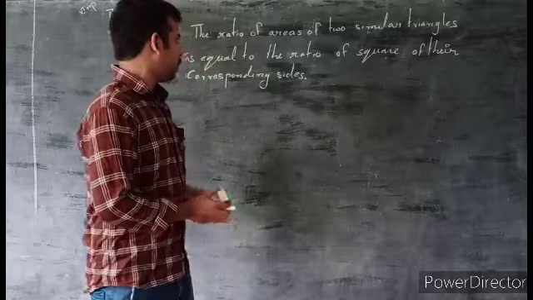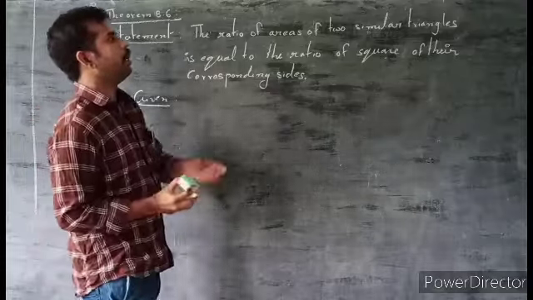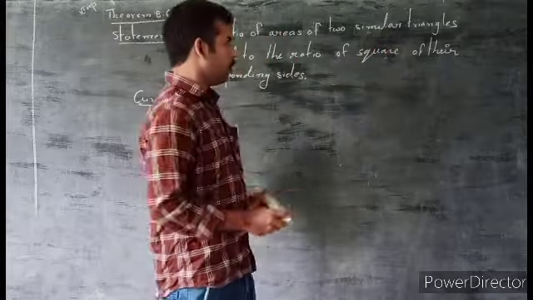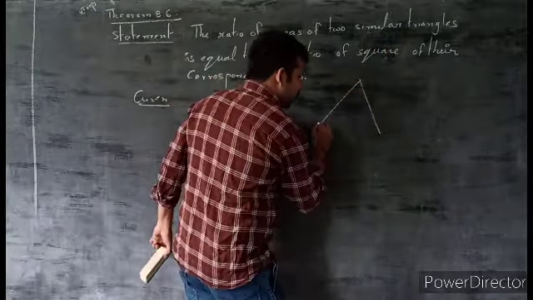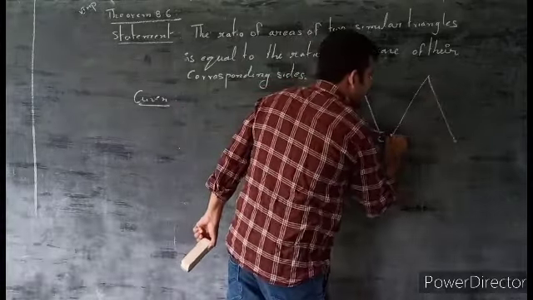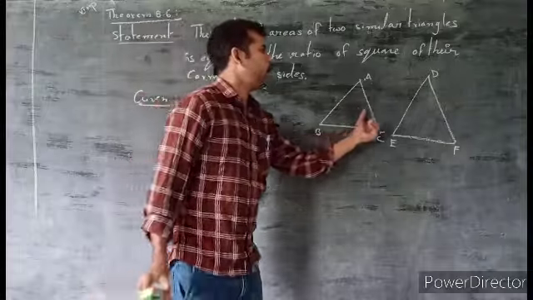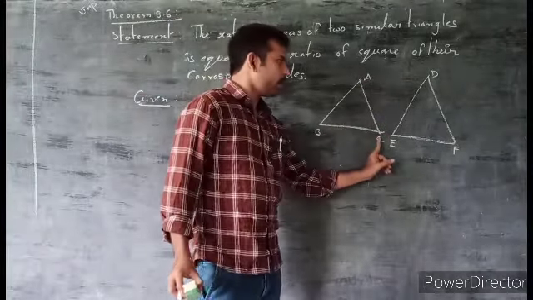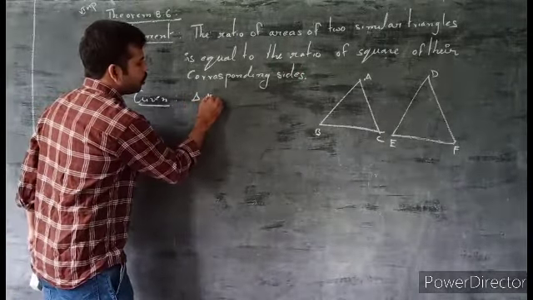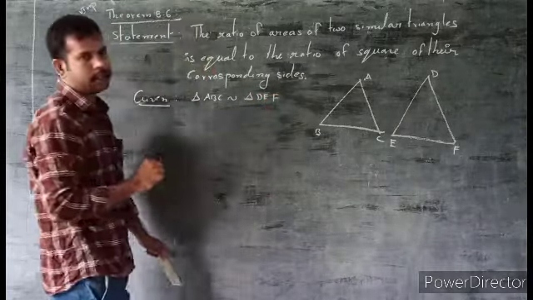Now let us prove the theorem. First, the given statement. Here two similar triangles are given, triangle ABC and another triangle DEF. The two triangles are similar, so triangle ABC is similar to triangle DEF. It is the given statement.